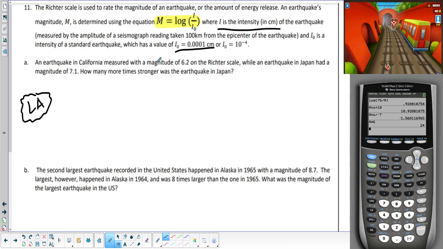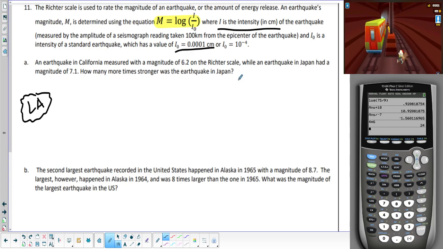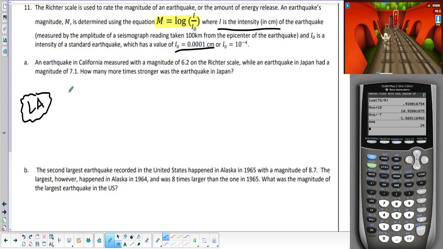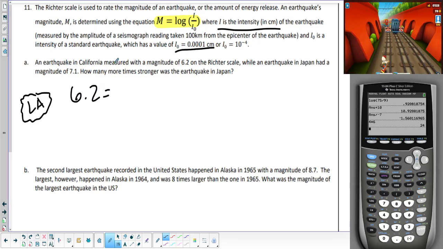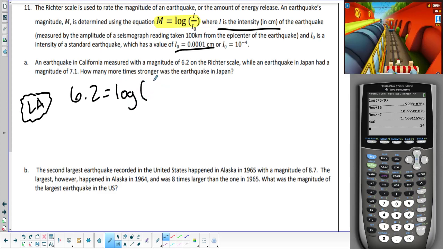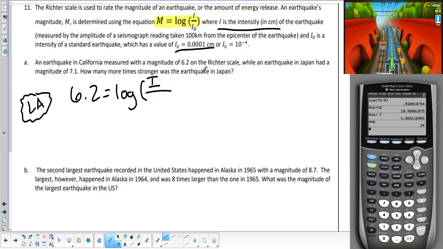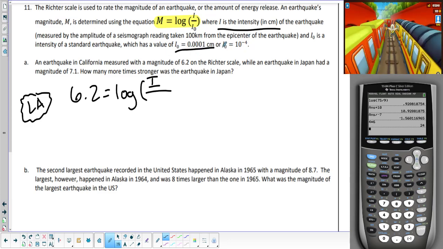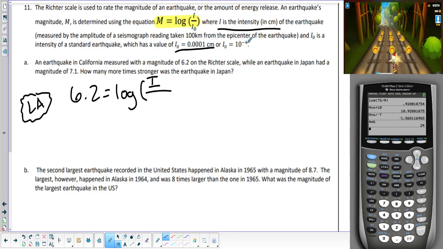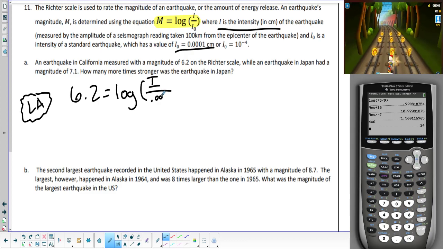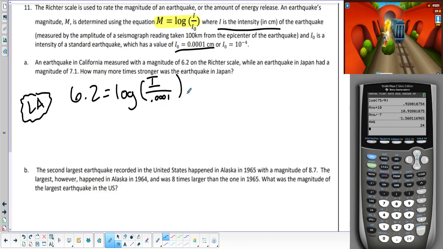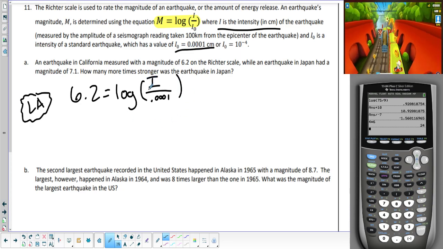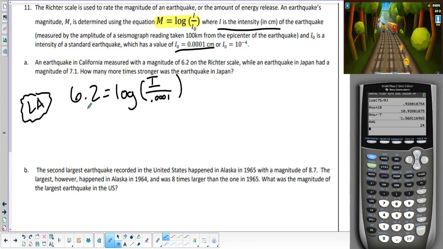An earthquake in California measured a magnitude of 6.2 on the Richter scale. Okay, so let's set that up. M is our magnitude, and so I know in our equation it's going to be 6.2 equals the log of I, which we don't know yet, divided by this number, I sub 0, which is the standard earthquake intensity, which is 10 to the negative 4, or 0.0001, okay? Well, we solved this graphically, right? We plugged this in, and we set it equal to 6.2, and then we found where the two lines crossed.